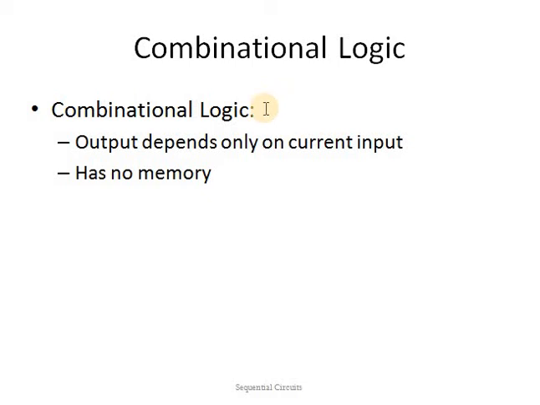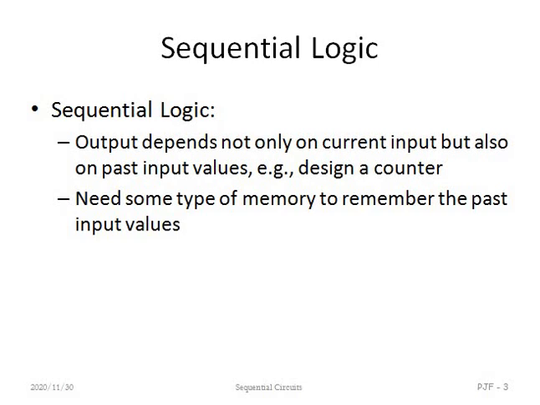So we have already seen that in combinational logic the output depends only on the current input. The output of the circuit depends on the current input only. And another important point is it has no memory. That is what we have discussed in the third unit, that is, in the combinational logic. Now we are going to discuss sequential logic.